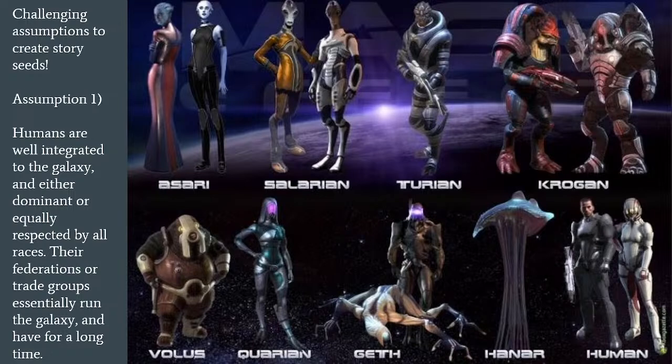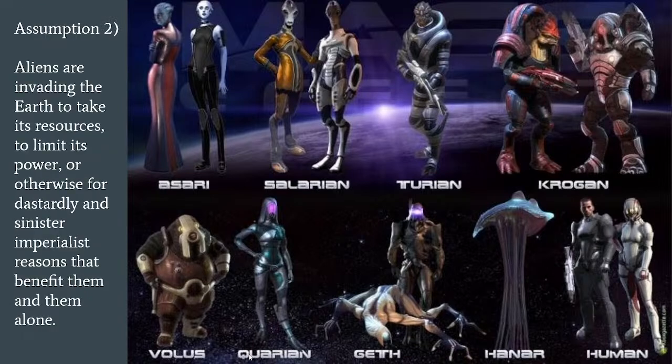Okay, let's look at some more assumptions we can challenge. So how about this one? Aliens are invading the Earth to take its resources, to limit its power, or otherwise for dastardly and sinister reasons that benefit them and them alone. Let's challenge that assumption. I know I have the Mass Effect creatures up here, but you don't have to use them in your explanation. Let's answer this question: what happens when we challenge this assumption? What happens if this is no longer true? What could the alien invasion be about?